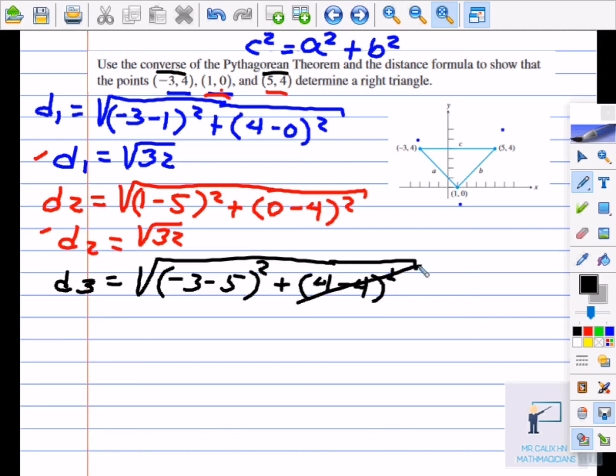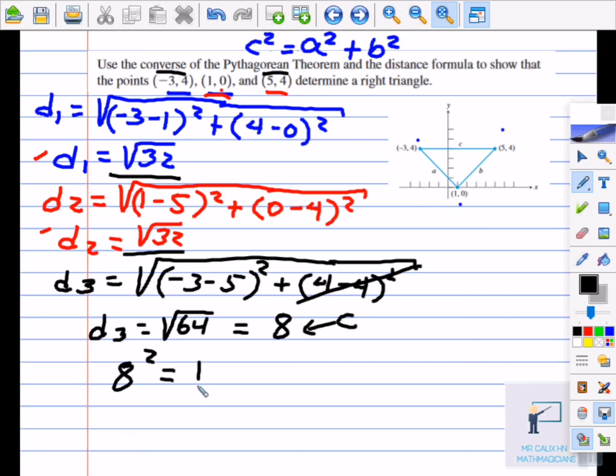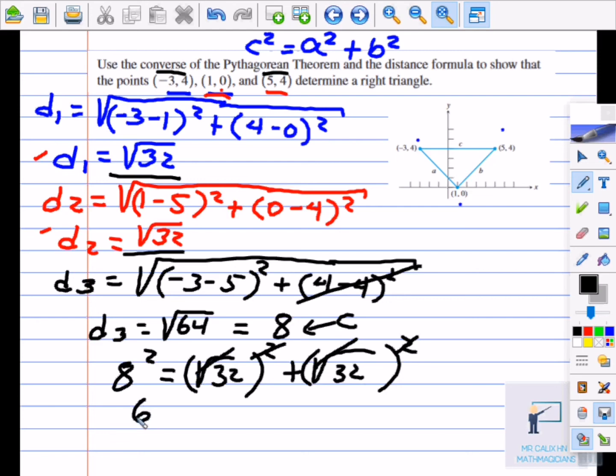We know that this is 0, so we're just going to evaluate the other one. Negative 3 minus 5 is negative 8 squared, so the square root of 64, and we know that the square root of 64 is 8. Since this is the greatest number, this will be our c. Now to check if it's a right triangle: 8 squared is equal to, this can be a, this can be b, square root of 32 squared plus square root of 32 squared, using the Pythagorean theorem. We know that this cancels, 32 plus 32 is 64, and 8 squared is also 64. We can say that it is a right triangle.